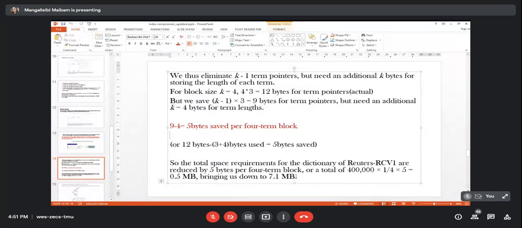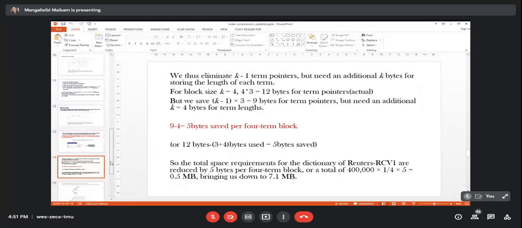So we got around 7.1 MB. If the term length were not used, this might be lesser, but since the term length is required for block storage, we reduce but not much. So dictionary as a string storage was 7.2 MB. Now it has been reduced to 7.1 MB using block storage. Okay.